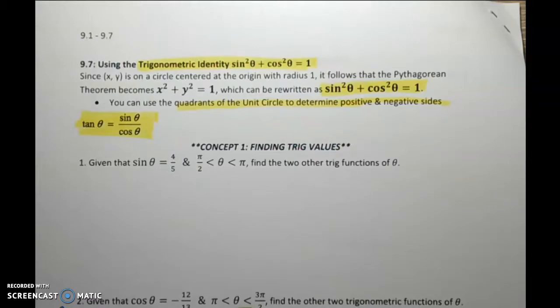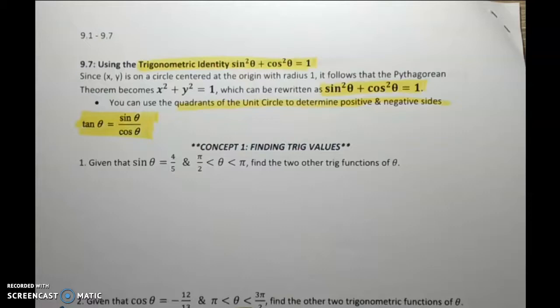Use your quadrant unit circle to determine the positive and negative signs, and also tan theta equals sine theta over cosine theta. Alright, so concept 1, and that's really the only one we're doing, is finding trig values.